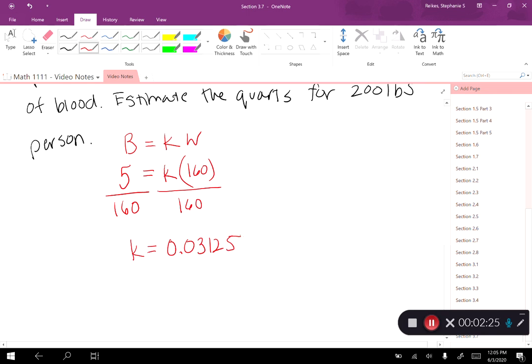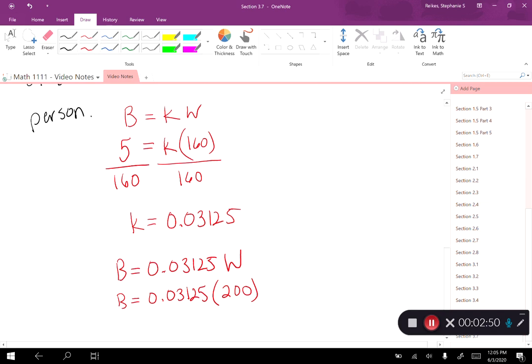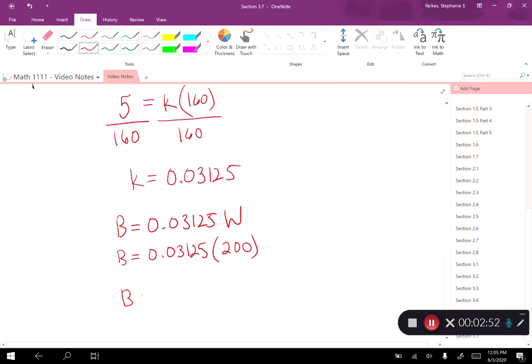All right. And now let's set up our new equation. We have B equals 0.03125 W. And now let's estimate the quarts of blood for someone who's 200 pounds. So this time we're solving for B. We now know our K value. And this time we want the weight to be 200 pounds. Again, using a calculator, we get B equals 6.25 quarts of blood.